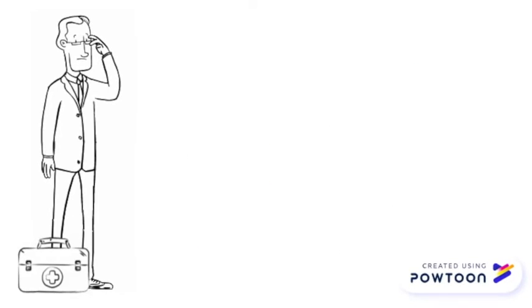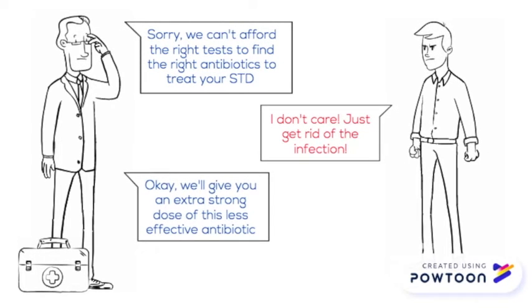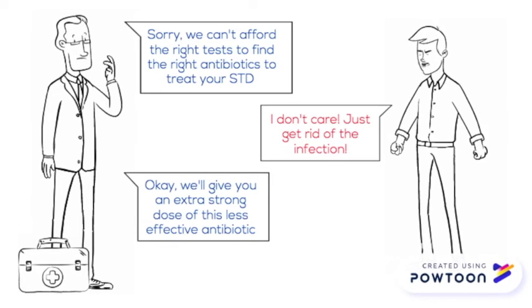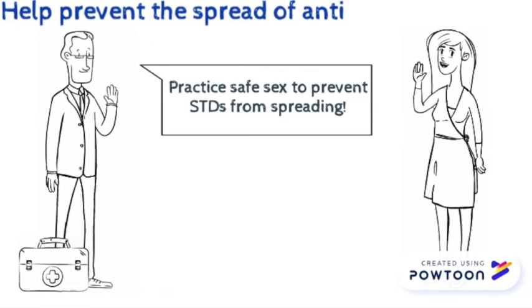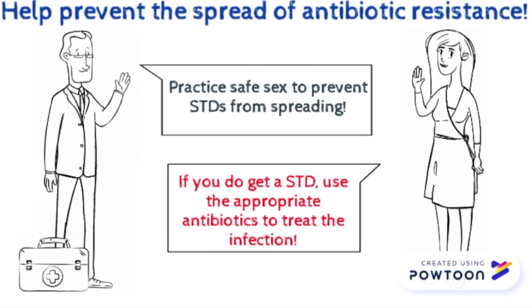But these tests mean nothing if they're not affordable and accessible. Due to some people not being able to afford these tests, they continuously use a higher dosage of antibiotics given to cure gonorrhea. The World Health Organization suggests that safer sex practices like condom use and appropriate use of antibiotics when treating infections will help reduce the spread of antibiotic-resistant STDs.